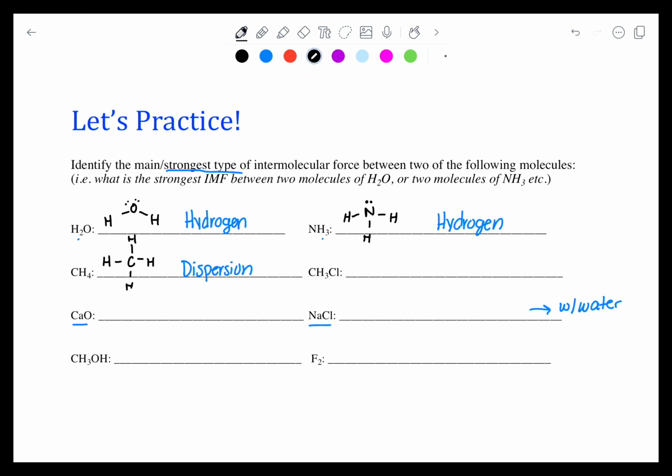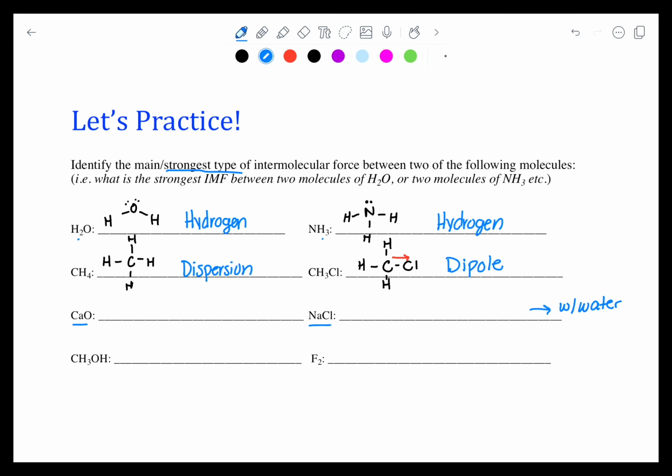Next up we have CH3Cl, so I'm just replacing one of these hydrogens with a Cl. So we have CCl, H, H, H. The CCl is a polar bond, so the electrons are being pulled this way towards the chlorine. So because I have a polar area, this is going to be dipole. It's not hydrogen bonding because I don't have a hydrogen that's bound to a nitrogen, oxygen, or fluorine.